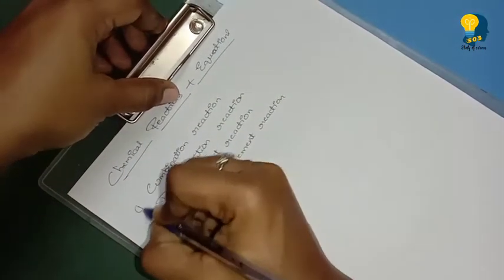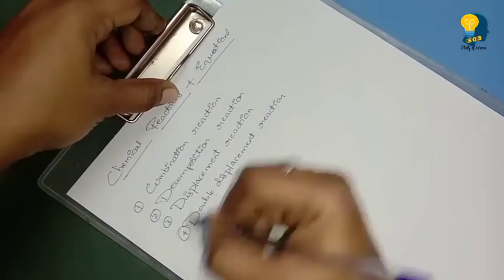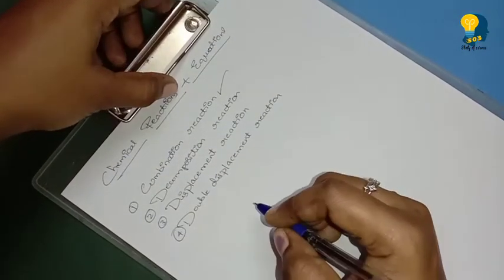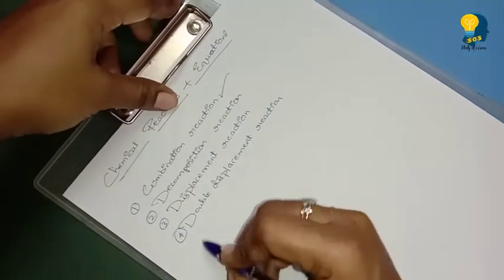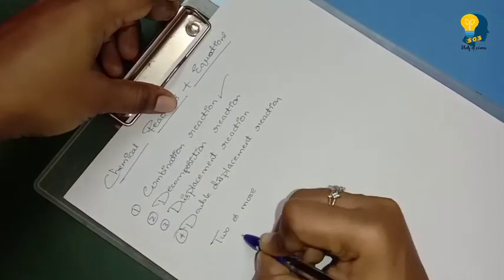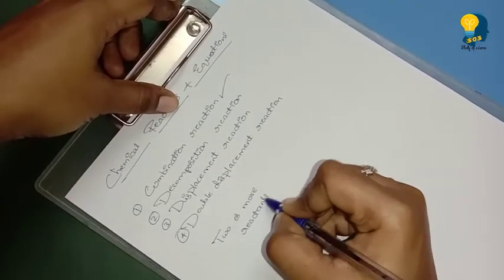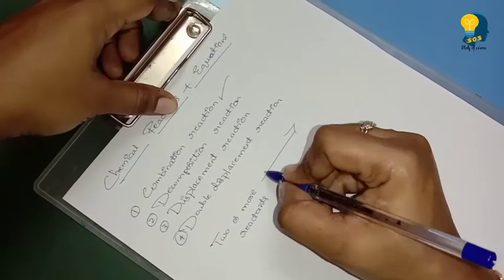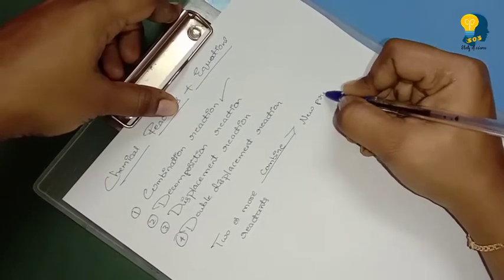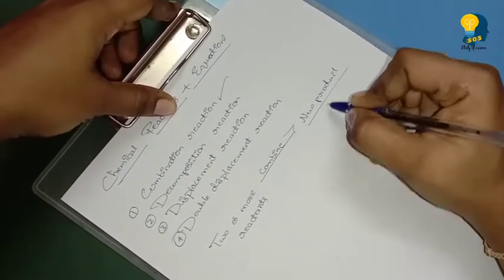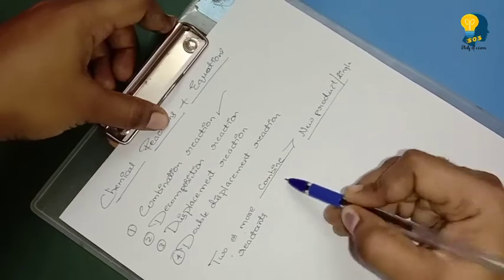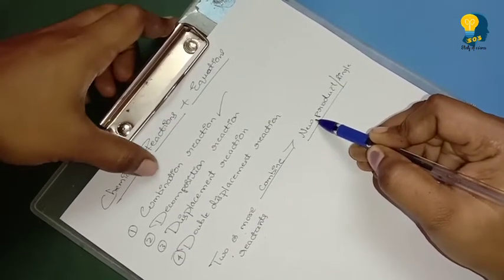Let's learn the first one. Write it. How can we define combination reaction? There will be two or more reactants. Write it in simple words. Two or more reactants. When they combine, it forms a new product, which will be a single product. So two or more reactants combine to form a new product. It is called a combination reaction.